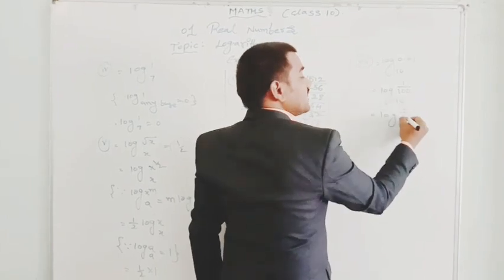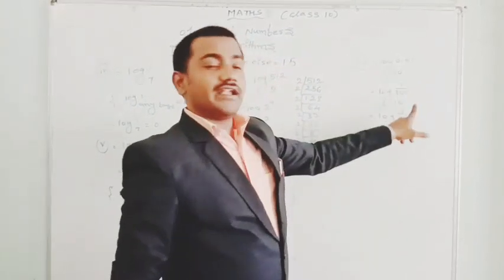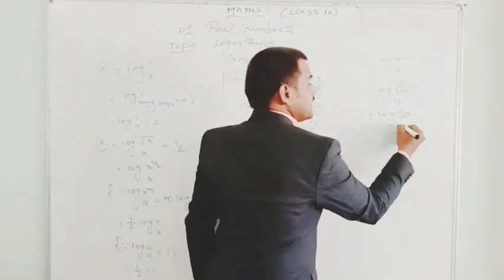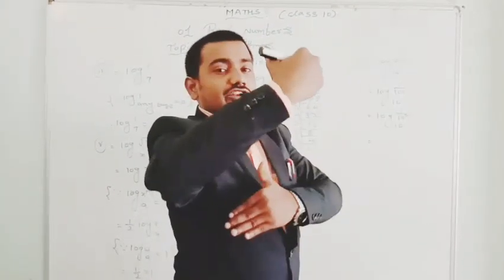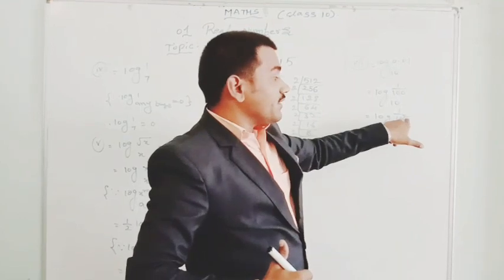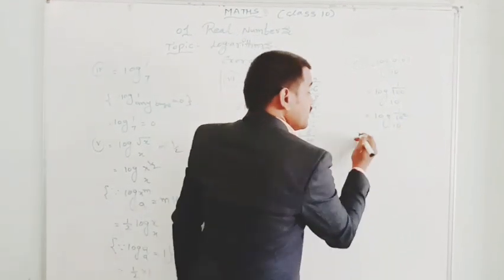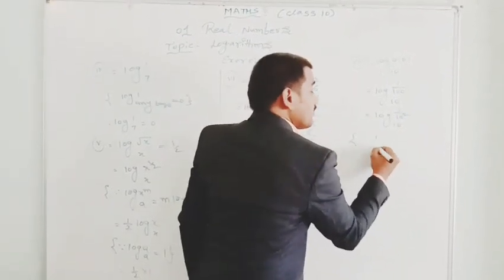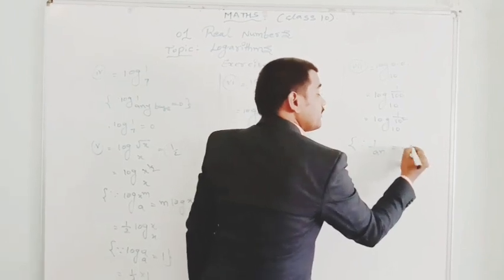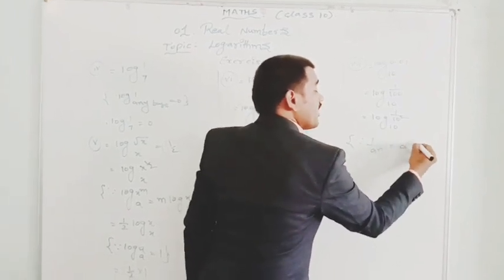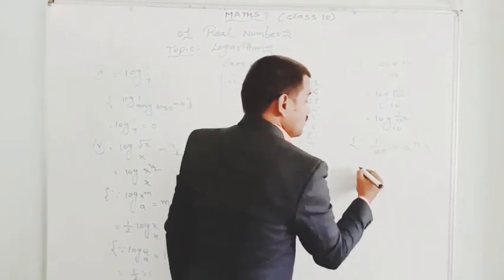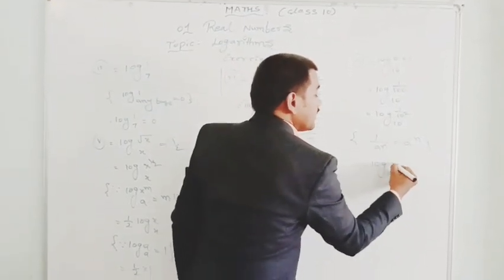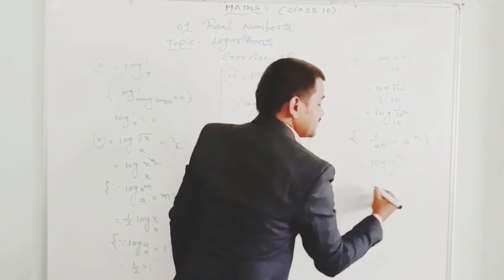This 100 we can write as 10 square, and here base 10. The 10 square is in the denominator. Let's write it in the numerator. Here it is positive, from the laws of exponents formula: 1 by a to the power of n equals a to the power of minus n. Using this formula now, let's go for that. Log 10 to the power of minus 2 base 10.